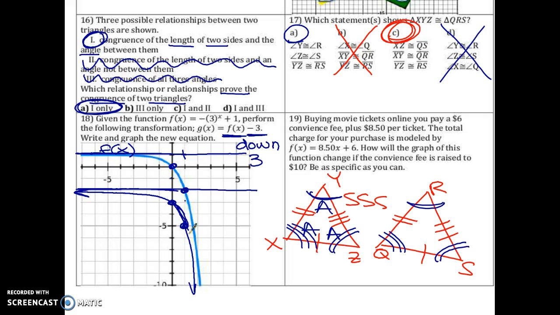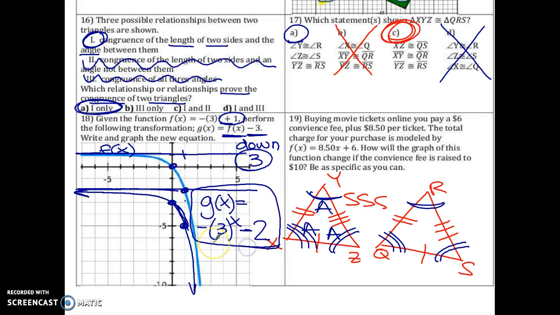And it says write and graph the new equation. So g of x, the new line, is equal to what we had originally, but instead of plus 1, we went down 3. So 1 take away 3 is negative 2. And that's the new equation of g of x.